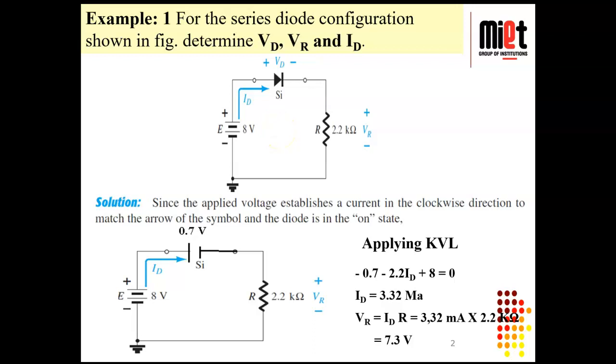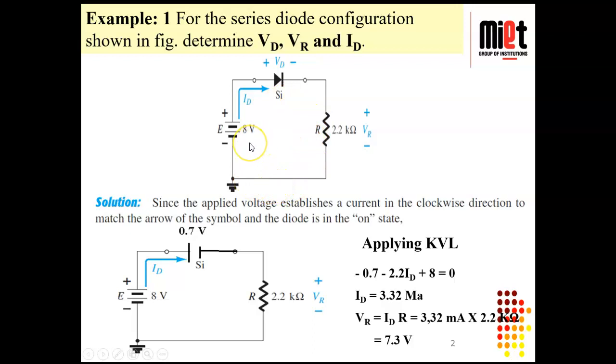This is example 1. In this example, for the series diode configuration shown in the figure, determine VD, VR and ID. So in this lecture, I have to calculate the VD across this diode and the voltage across this resistor. Along with this, I will also calculate the current flowing in this whole circuit.